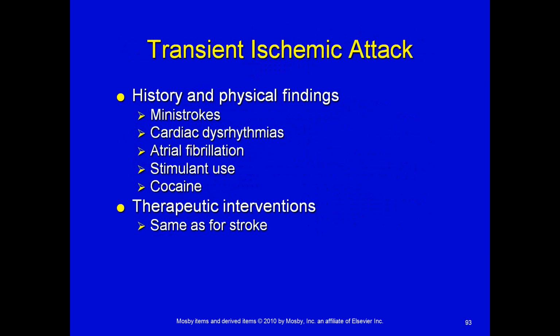As far as the history and physical findings, people who have TIAs have them often. So they may have a history of mini strokes. They may have a history of atrial fibrillation or other cardiac dysrhythmias. TIAs can be the result of excessive stimulant use, like nicotine, caffeine, and certainly sympathomimetics like cocaine, methamphetamine, those sort of things. The treatment for TIA is the same as a stroke because it presents exactly like a stroke.